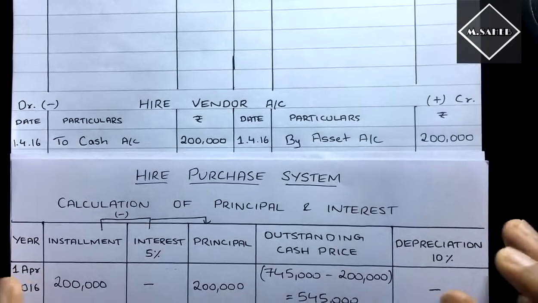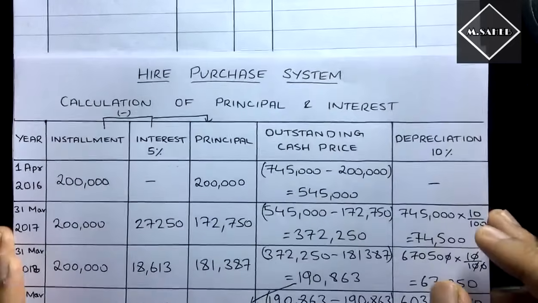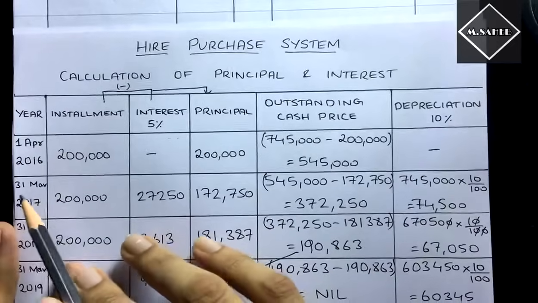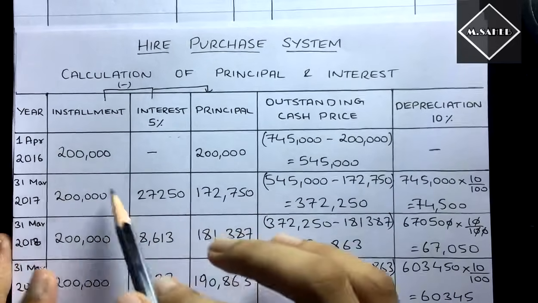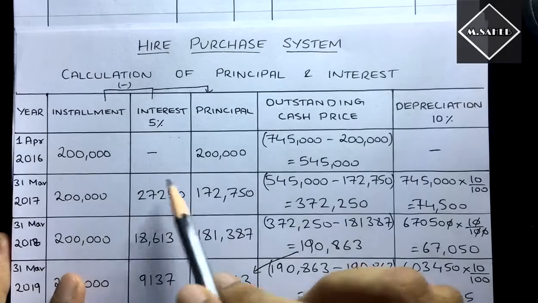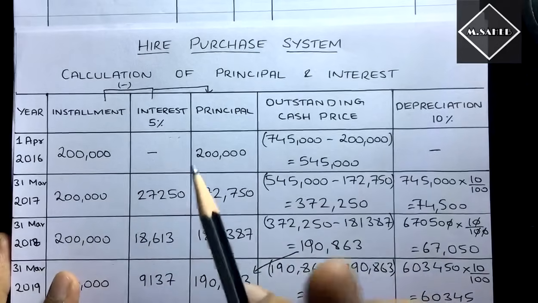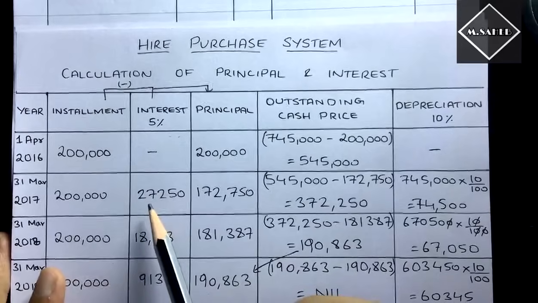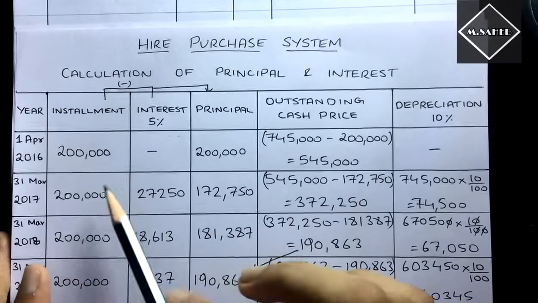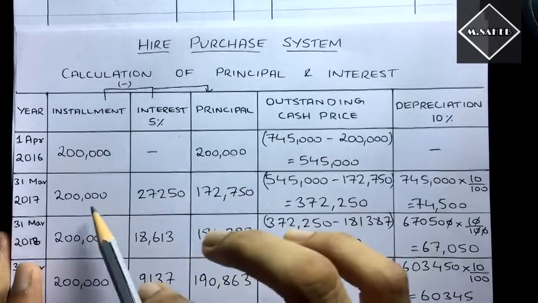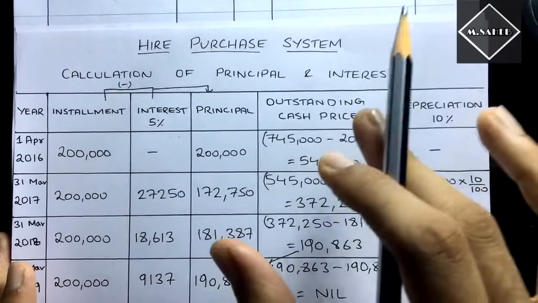And then what happened at the end of this 2016-17 year, at the end of the year 31st March 2017? Another installment of 2 lakh was paid, which also included interest of 27,250. All right, keep that in mind. So in the installment, interest is already included, so 2 lakh you have to take. So when this 2 lakh is paid, hire vendor account will decrease.